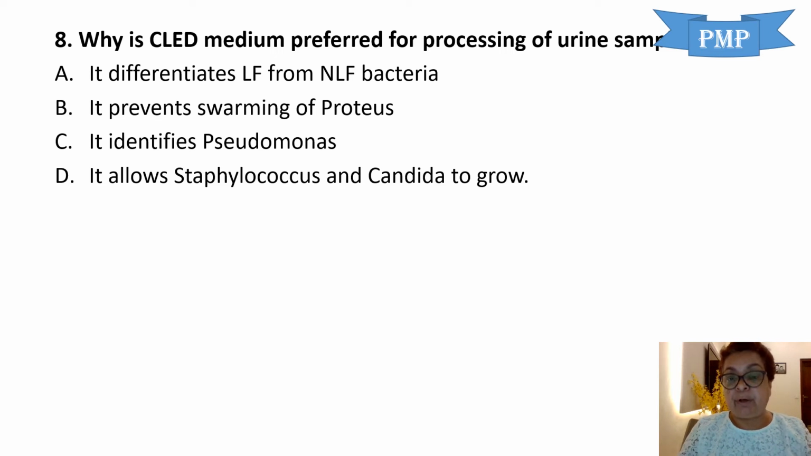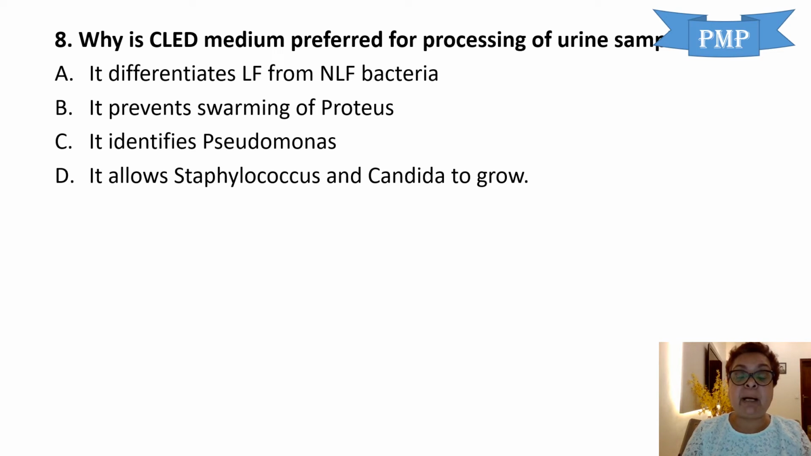Why is CLED medium preferred for processing of urine specimens? Options: it differentiates lactose from non-lactose fermenting bacteria, it prevents swarming of Proteus, it identifies Pseudomonas, it allows Staphylococcus and Candida to grow. Now, very important, the only use of the CLED medium in the microbiology lab is for processing of urine specimens. As we know, urinary tract infections can be caused by gram-positive organisms like Staphylococcus saprophyticus or Staphylococcus aureus or Enterococcus, or say Candida.